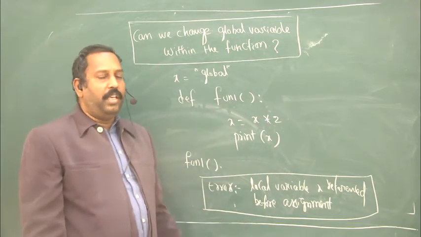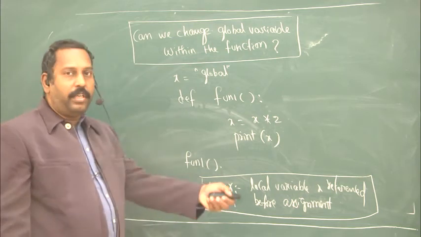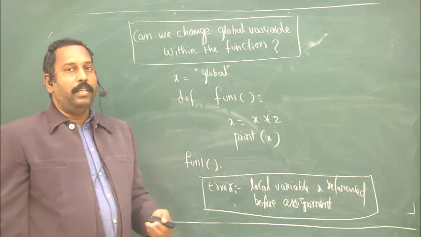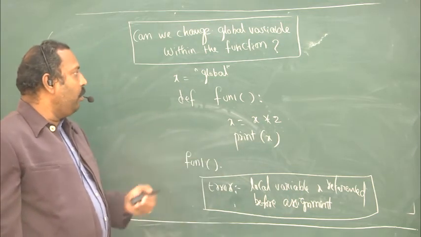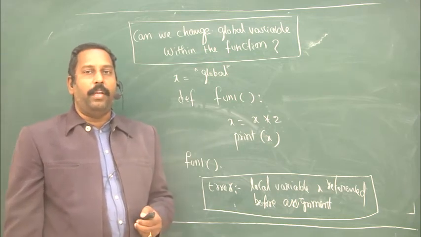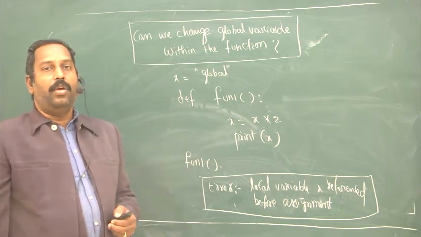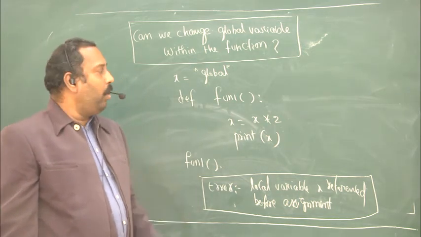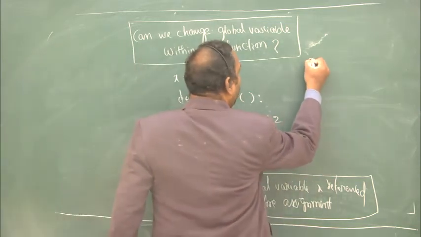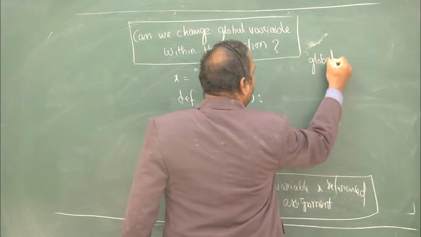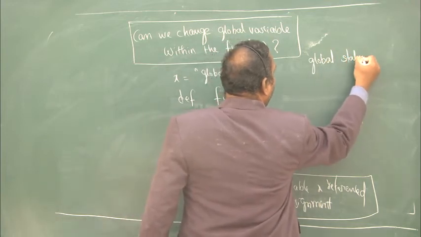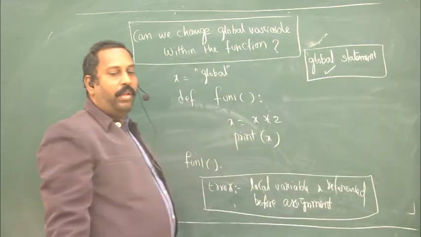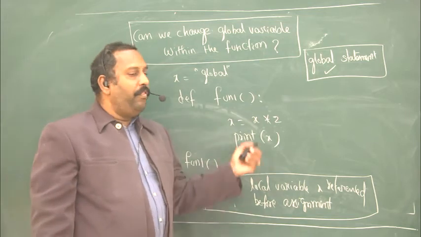But the question is here, sir, I want to change global variable within the function. Is it possible? Is it available in Python? Yes. Till now the answer is no, but we can access global variable, and also we can modify the global variable within the function by using a statement called global. So using this statement we can modify the global variable within the function.